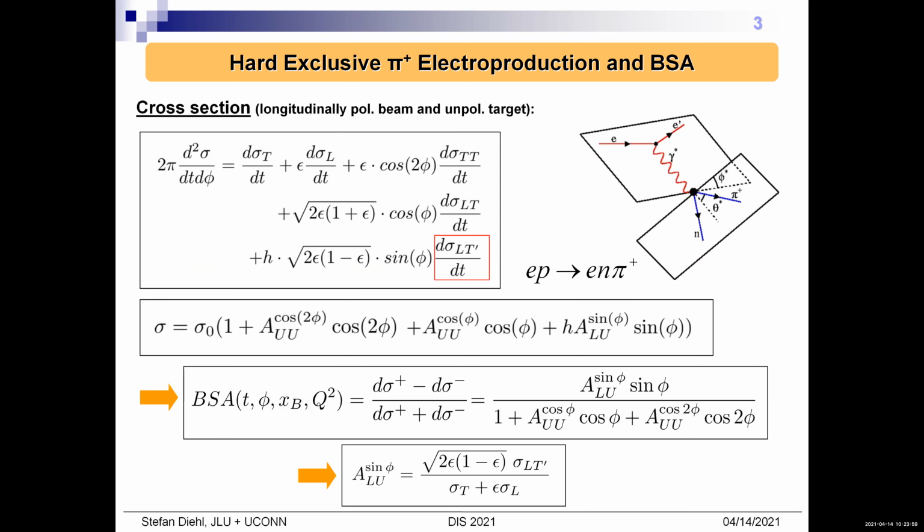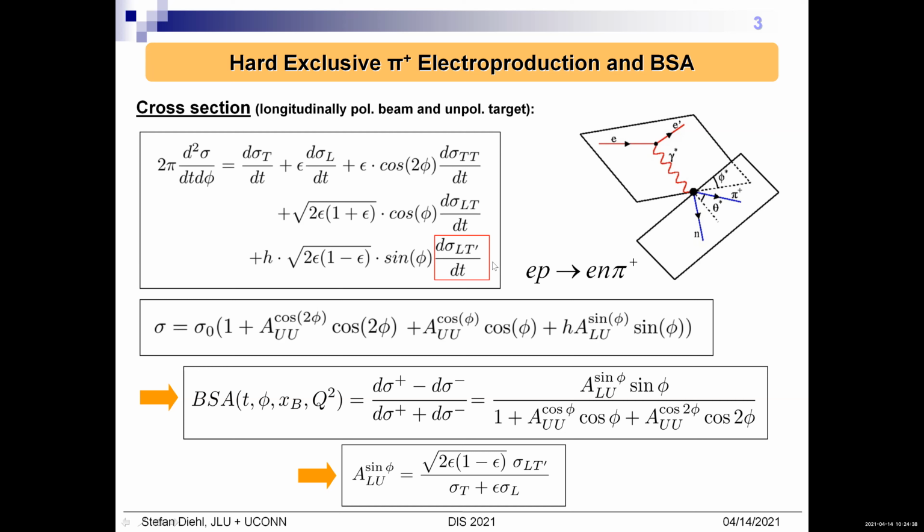So to define the observable of this measurement, we will start with the differential cross-section for a longitudinally polarized beam and an unpolarized target, which you can see here. It consists of different partial cross-sections depending on the polarization of the virtual photon. And as you can see, it depends on the angle φ between the electron scattering plane and the hadron production plane, as shown here in the diagram. The focus of this talk will be on the polarized cross-section σ_LT', which is marked with a red circle here. And to extract this part, we use beam spin asymmetries.